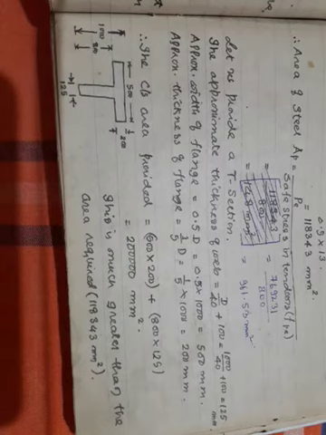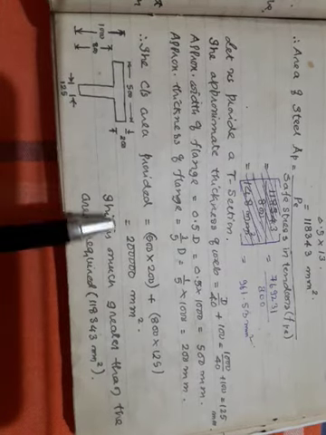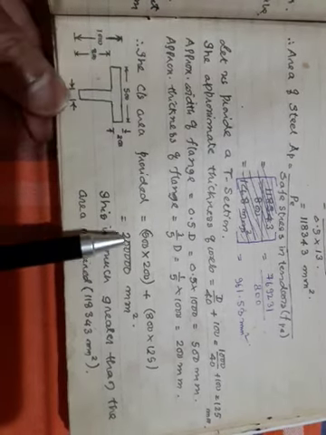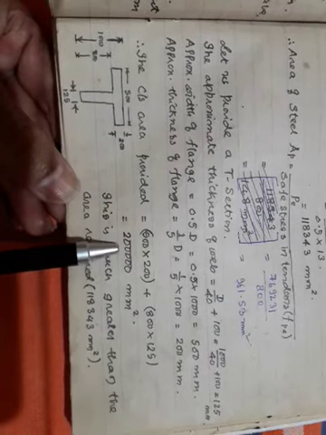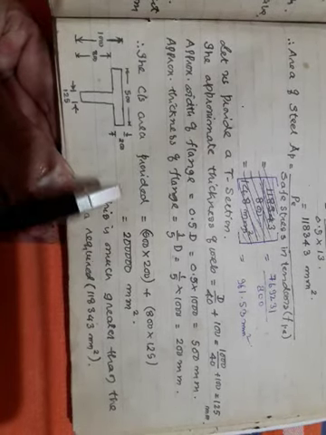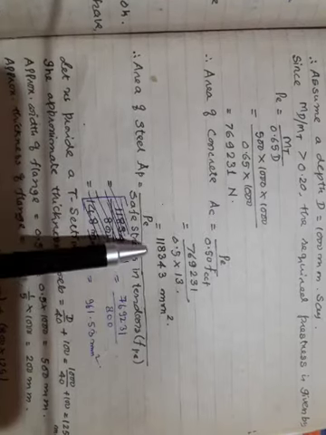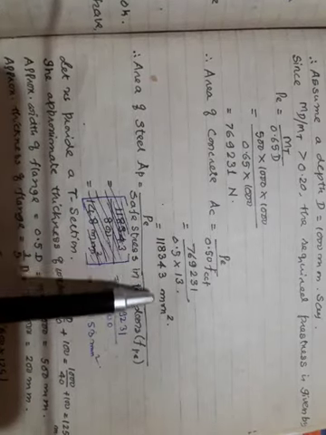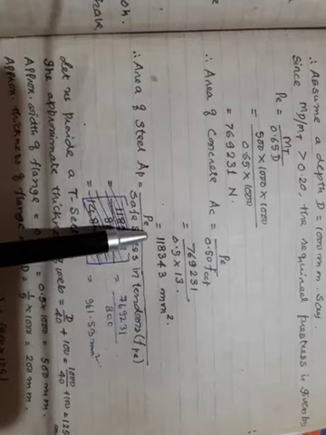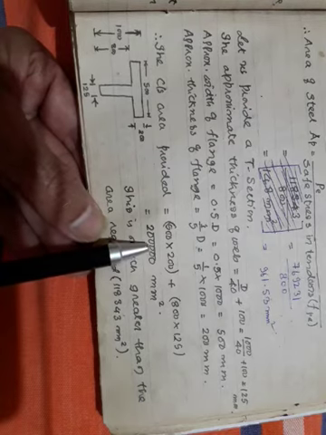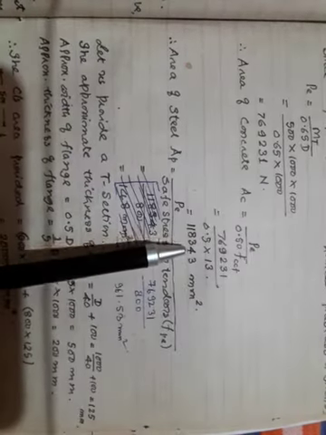So the total area of this T section is 2 lakh. I have provided an area of concrete as 2 lakh, but it is much greater than our required area AC. Just now you have seen the area of concrete required is 1 lakh 18,000. But I have given an area of 2 lakh. In the sense, I have given more area than the required AC. Therefore I say that it is okay.